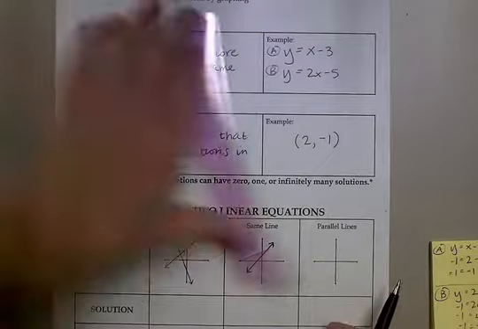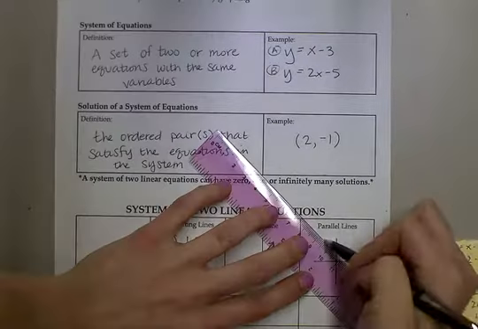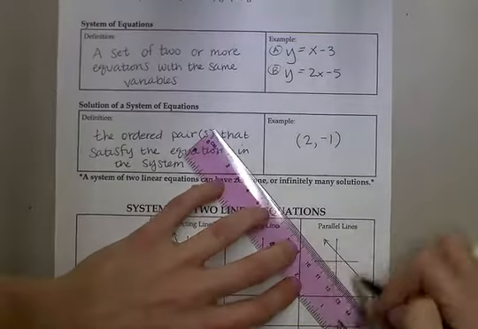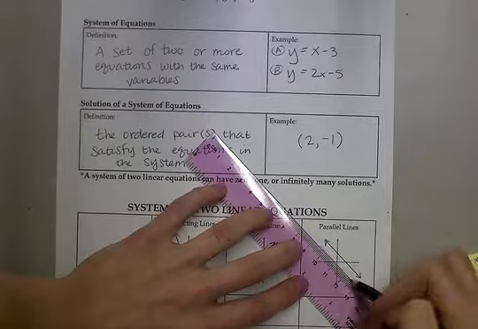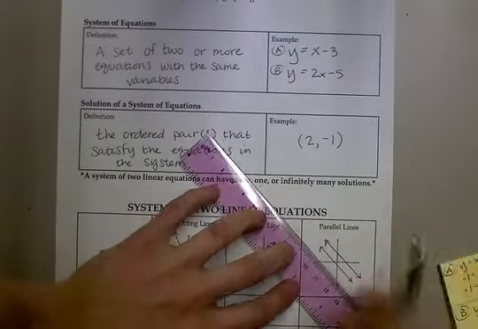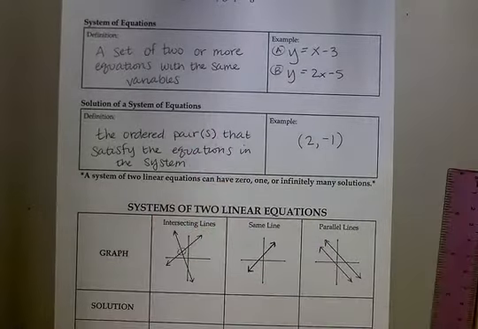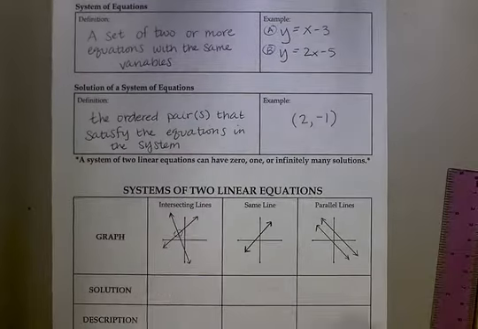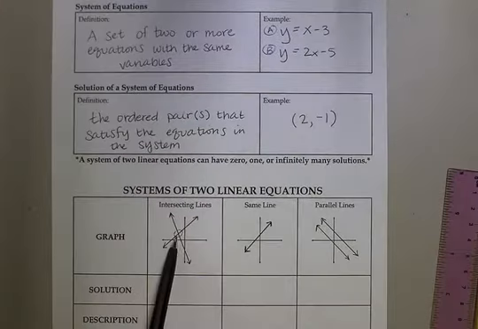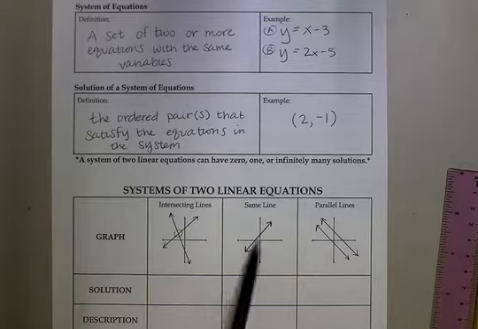The last thing that can happen is you might graph your first line, and then you go to graph your second line and you see that they are parallel. So when you graph two linear equations in a system, they might cross in one place, they might be exactly the same line and have all the same points in common, or they might be parallel lines and have no points in common.